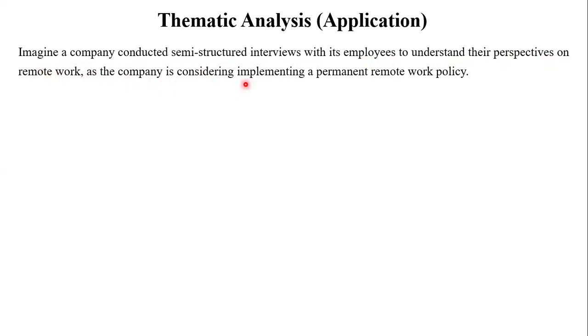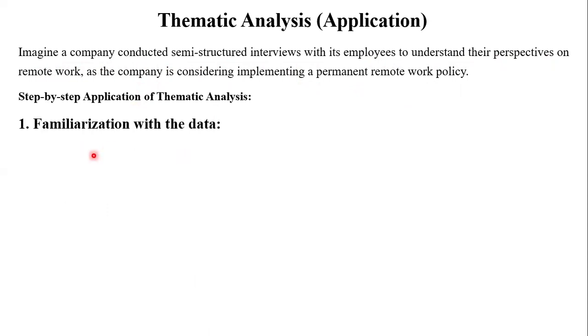And as the company is considering implementing a permanent remote work policy, what is the step-by-step procedure they have applied for thematic analysis? As a first step, the researcher needs to familiarize with the data.